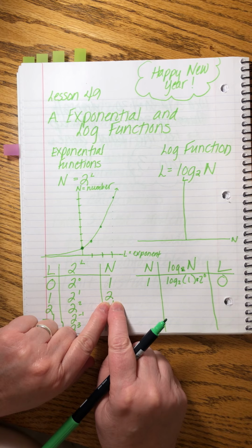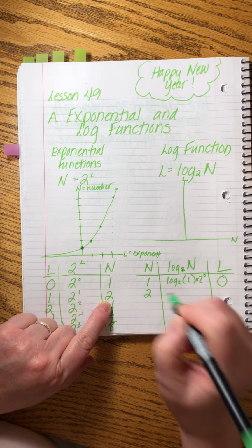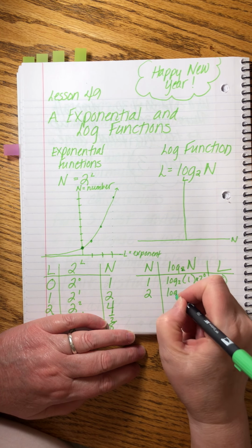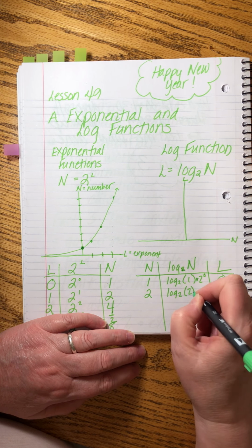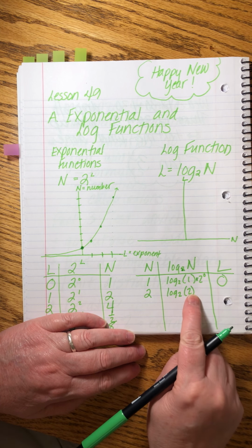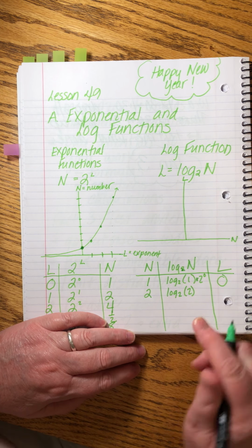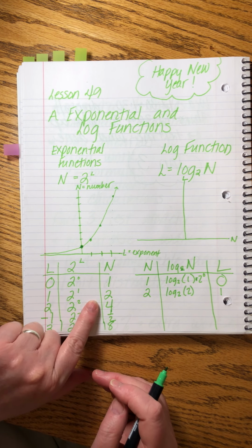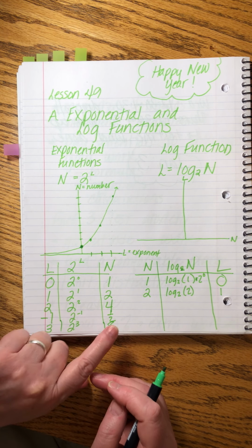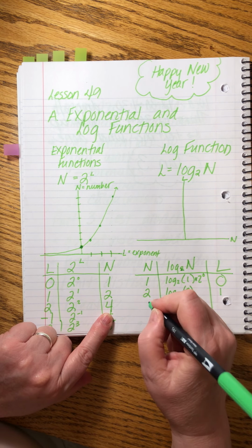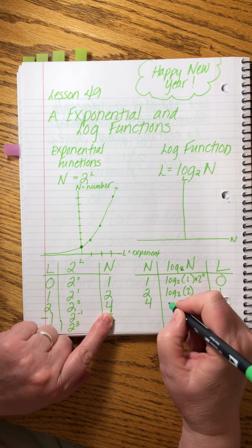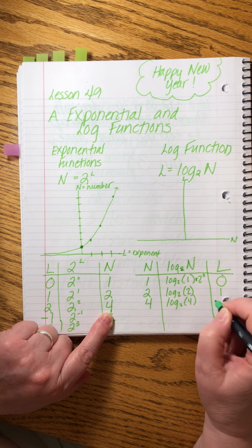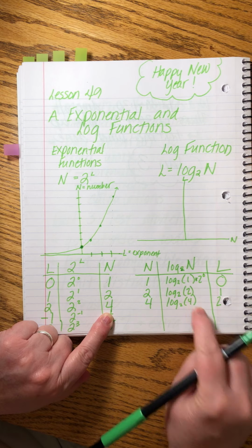Okay, let's try 2. So our number is 2. What is the exponent that you put on the base of 2 to get the number of 2? That would be 1. See how they're giving us backwards results? That's not a coincidence. Let's choose the number 4. What is the exponent we put on the base of 2 to get the number 4? Oh, that's 2, right? 2 squared would give us 4.